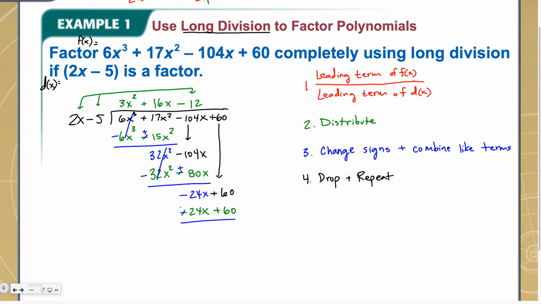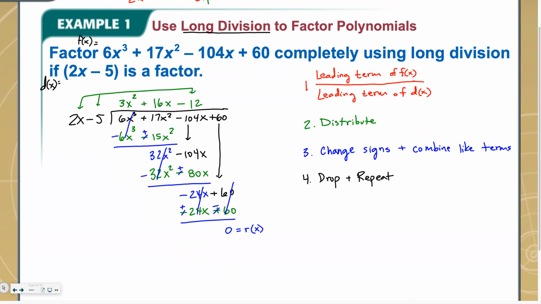This becomes a positive 24. This becomes a minus 60. I can simplify these terms, and I simplify these terms. What's left over then? 0. That means that our remainder, r of x is what I'll call it, for a remainder, is 0. This tells us 2 very important things.